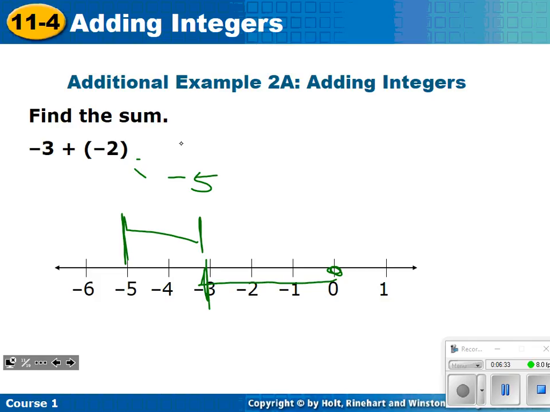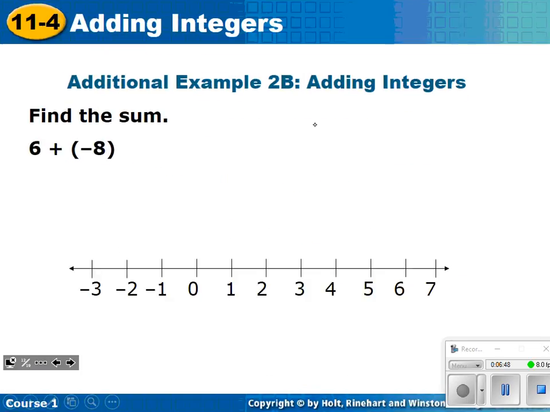-5. All right. Always try and think of it as moving to the right or to the left on the number line. So this one, 6 plus a -8. We start here, we go to 6, plus a negative, so are we moving to the right or to the left? We're going to move to the left 8. So 1, 2, 3, 4, 5, 6, 7, 8. There's where we end. The answer is -2.